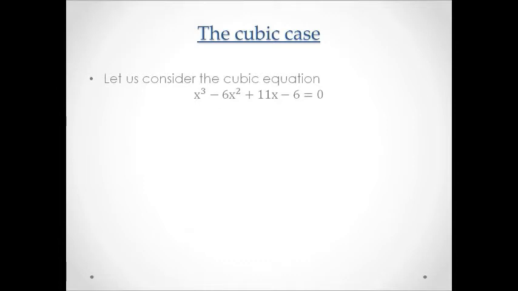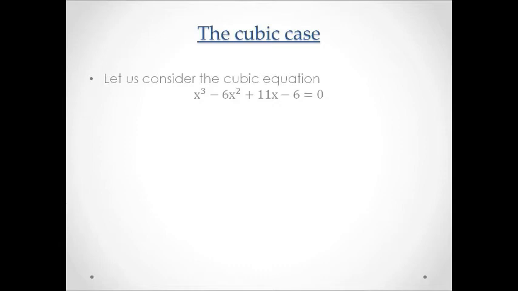We start with a specific example. We consider the cubic equation x cubed minus 6x squared plus 11x minus 6 equal to 0. And what we intend is we want to create another equation whose roots have to do something with the roots of this equation. And remember, we do not know the roots of this equation, and we have no intentions of finding the roots of this equation as well.